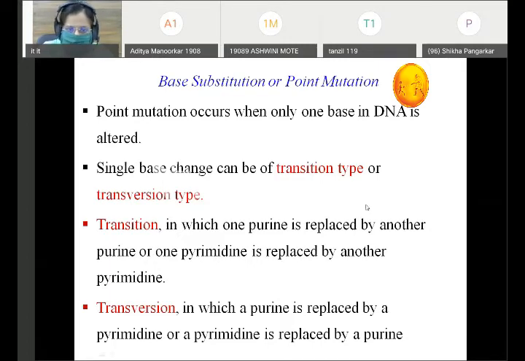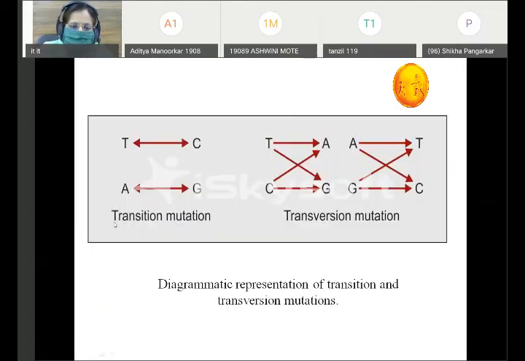Here is the diagram. In transition mutation, adenine is substituted by guanine. These two are the purines. While thymine is substituted by cytosine. Again, this is a transition, as a pyrimidine is substituted by a pyrimidine, in both directions.